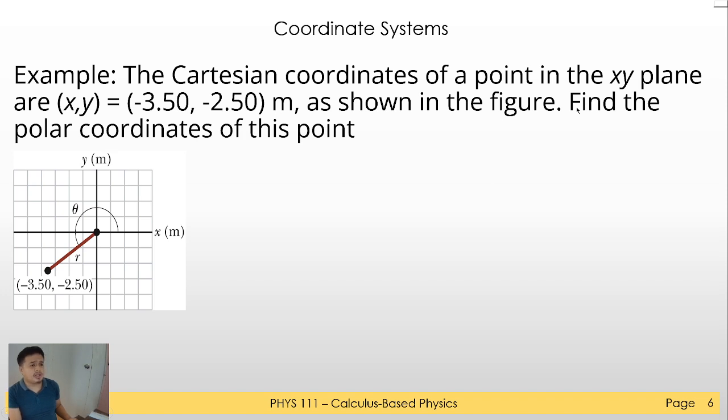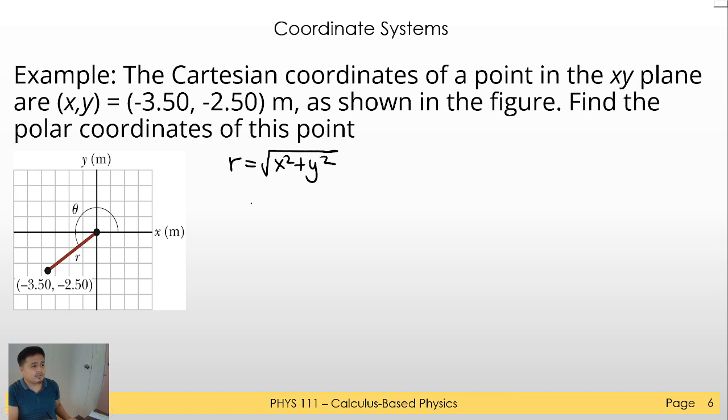So the Cartesian coordinate of a point in the xy plane, or xy, is equal to negative 3.5 and negative 2.5, as shown in the figure. Find the polar coordinates of this point. Okay, so we have a given coordinate negative 3.5 and negative 2.5. We want to find the polar coordinate. So again, we could just find the r. That is just the square root of x squared plus y squared.